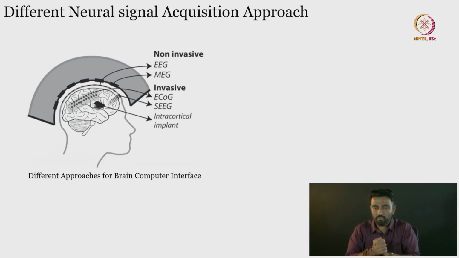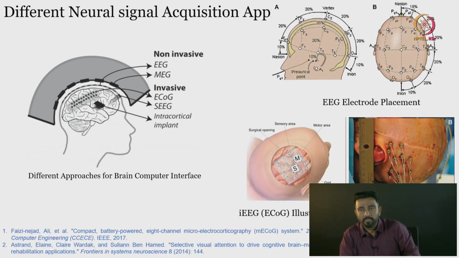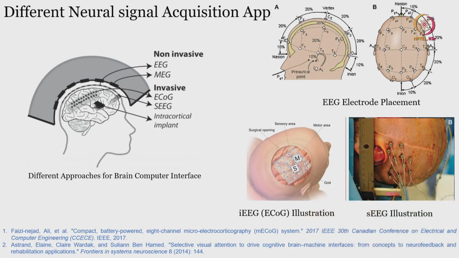Now again, to make it simpler, when we take the signals directly from the brain, it is electrocorticography. When you see this particular image, we have taken it from the 30th Canadian Conference on Electrical and Computer Engineering, and we have also taken another paper from Frontiers in Systems Neuroscience, which we have acknowledged on this slide. What we see here is how the EEG electrode placements are done. You can see very clearly in this particular slide. I will just put a laser pointer.